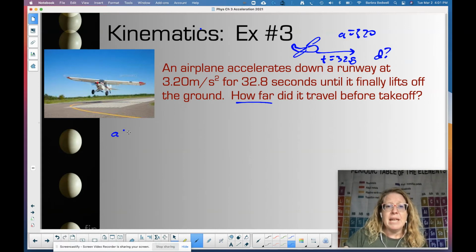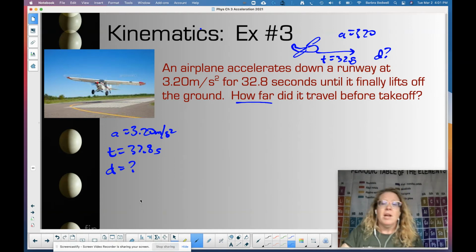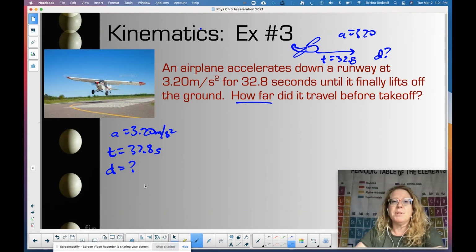So A equals 3.20 meters per second squared. Time equals 32.8 seconds. Lifts off the ground. How far did it travel before it goes? I'm trying to figure that out. So here's one of the things that we're missing in this particular equation. There's a kind of a hidden thing on here, and I want to mention this.